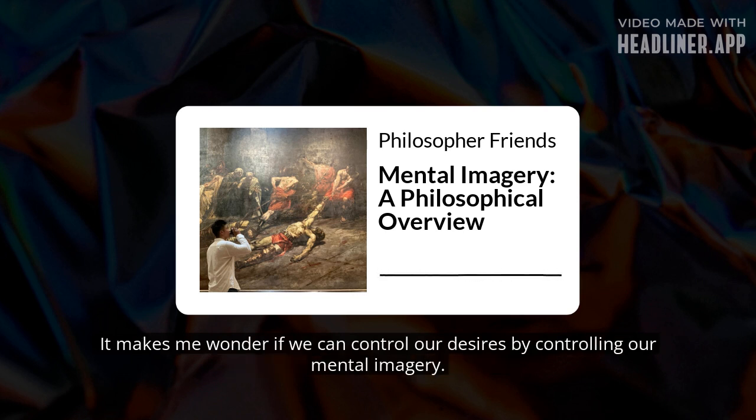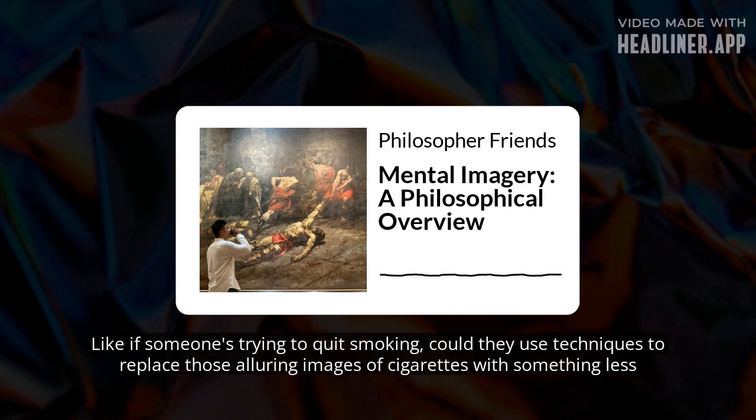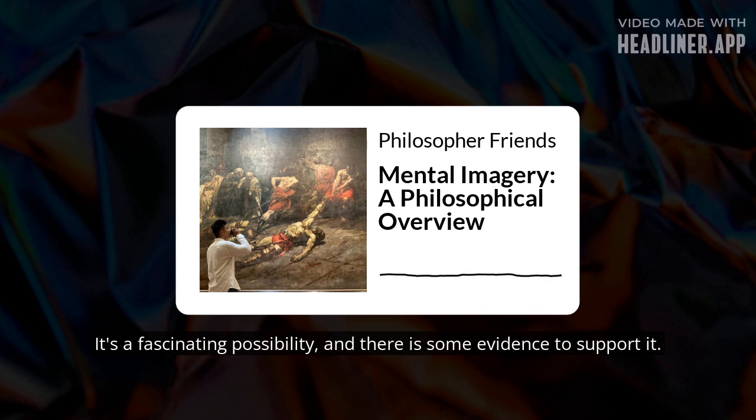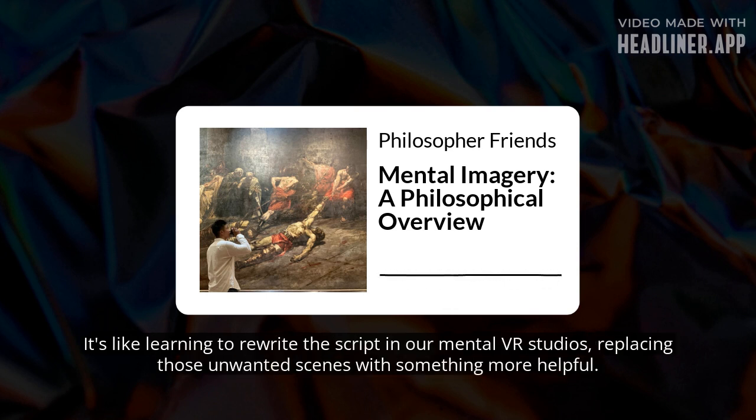It makes me wonder if we can control our desires by controlling our mental imagery. Like if someone's trying to quit smoking, could they use techniques to replace those alluring images of cigarettes with something less appealing? It's a fascinating possibility, and there is some evidence to support it. It's like learning to rewrite the script in our mental VR studios, replacing those unwanted scenes with something more helpful.